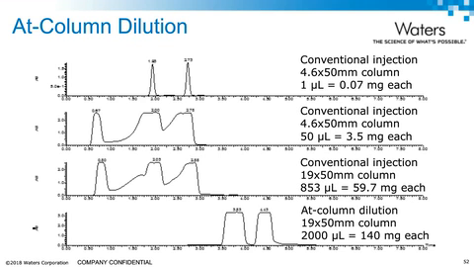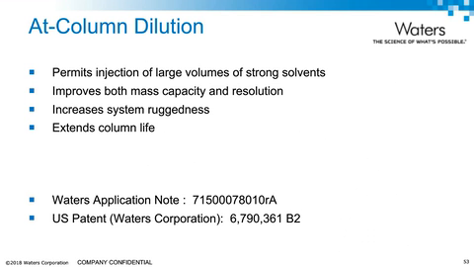So at-column dilution then permits the large volume injection of strong solvents, and we can improve both our mass capacity and our resolution. We increase our system ruggedness because now our system will not shut down due to precipitation of the sample in the sample loop. And because of the improved system ruggedness, we can also increase our column life. All of these parameters and a lot of the things that I've covered are also available in an application note, which is available for you to peruse at your leisure.